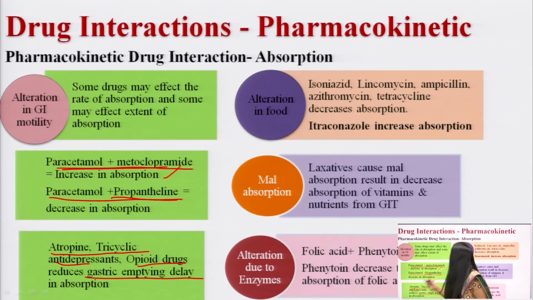Next one, alteration in food. Alteration in food is also one of the factors that will alter drug absorption. For example, if I am taking isoniazid, lincomycin, ampicillin, or tetracycline, what will these drugs do here? They will decrease the absorption. Itraconazole will increase the absorption. So some drugs increase absorption and some decrease absorption when you take them with food.